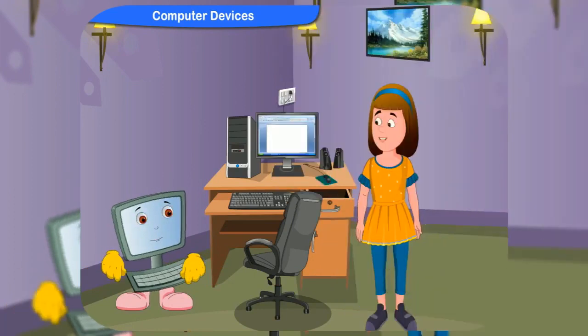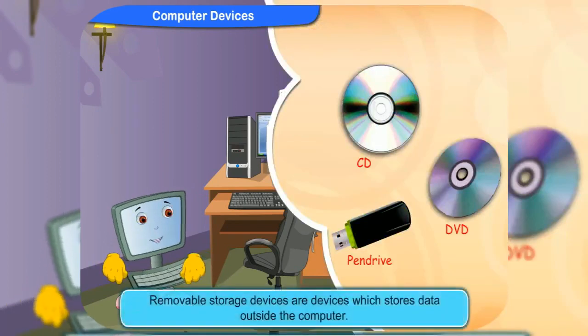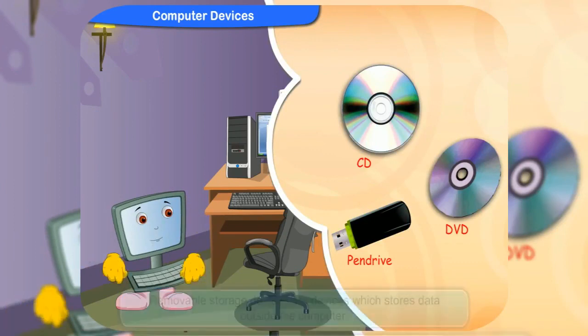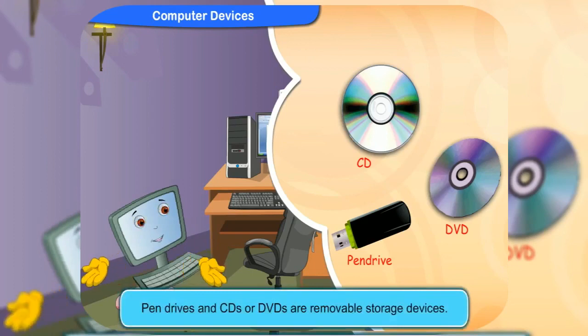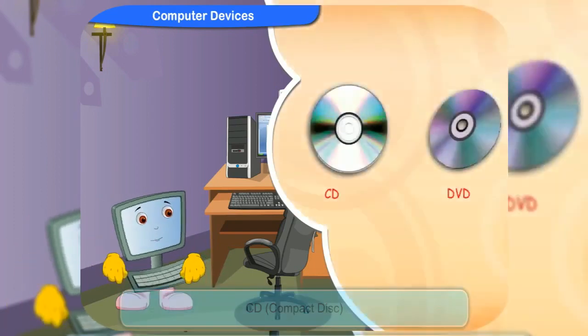What about CDs and DVDs? They are both removable storage devices. Removable storage devices are devices which store data outside the computer. Pen drives and CDs or DVDs are removable storage devices.